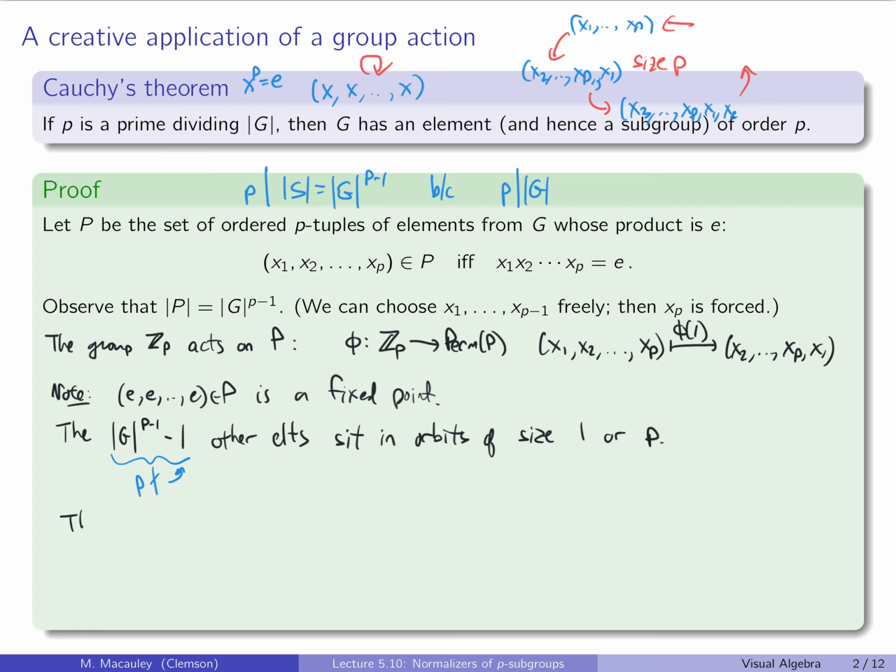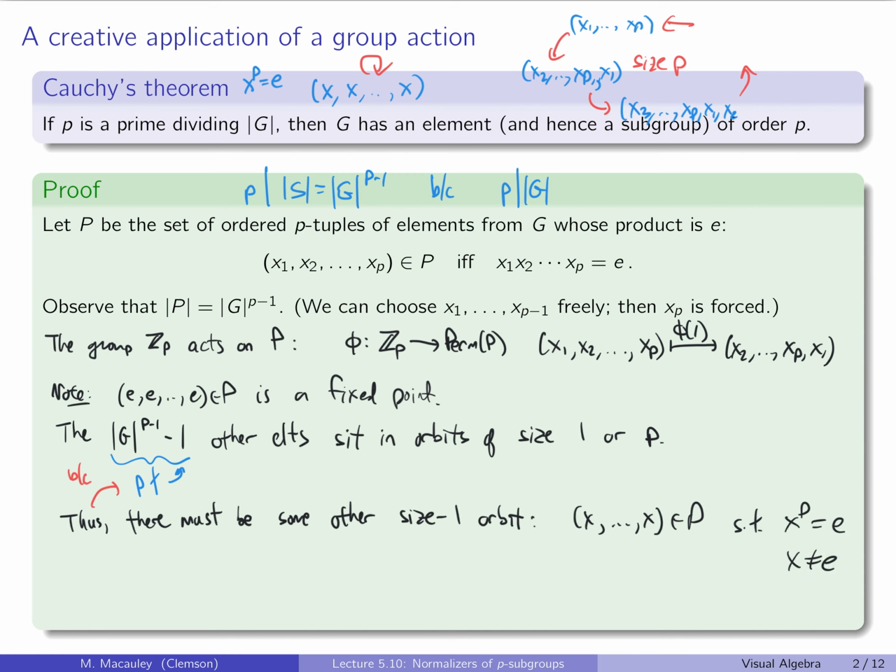So thus, because of this, there must be some other size 1 orbit, which is some p-tuple of x, comma, up to x, such that x to the p is equal to the identity and x is not equal to the identity because we've already excluded that element. And that's the proof. There's our element of order p. Isn't that neat?